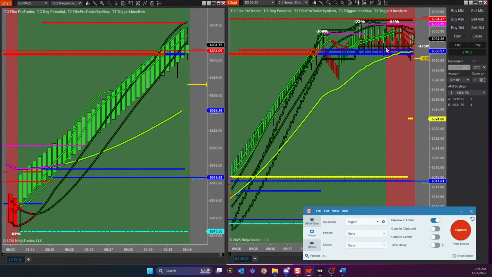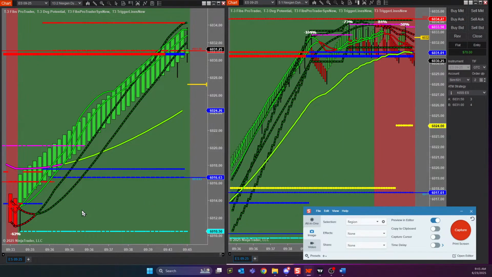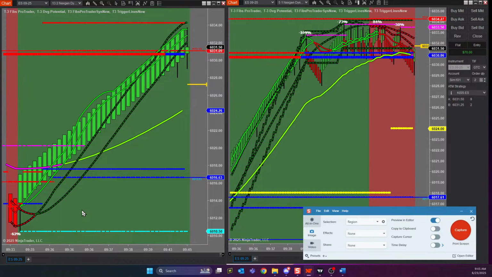Here comes your high impact news. Look how the market danced in between those two fibs. We're not the only one that knows about them, ladies and gentlemen. Was that the whole news? This is it. We'll see if it spikes and jumps.